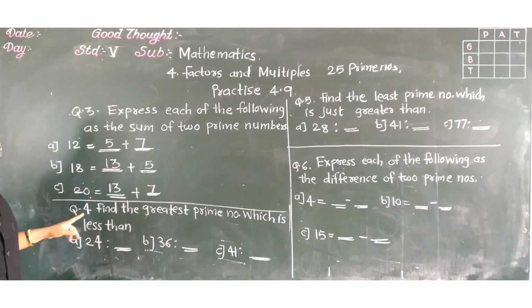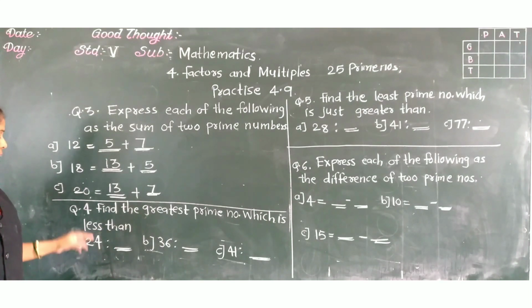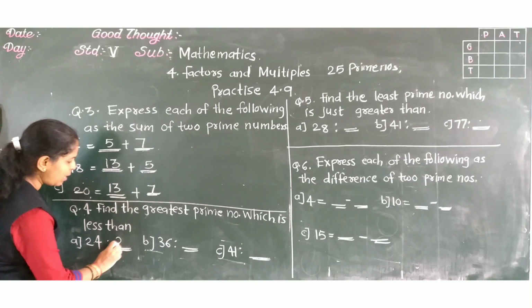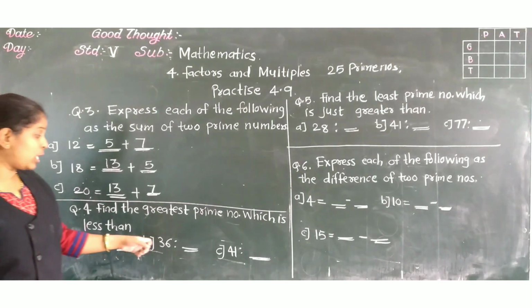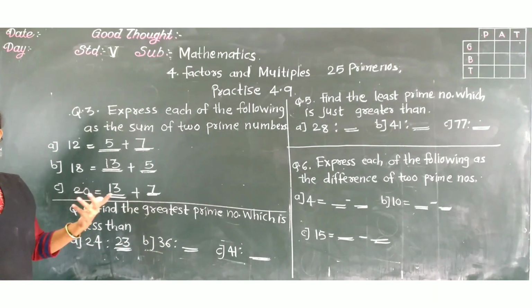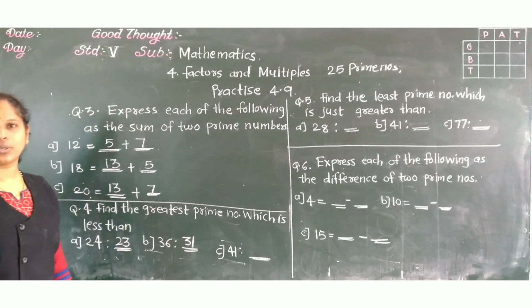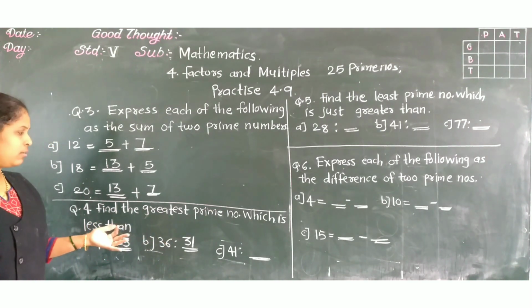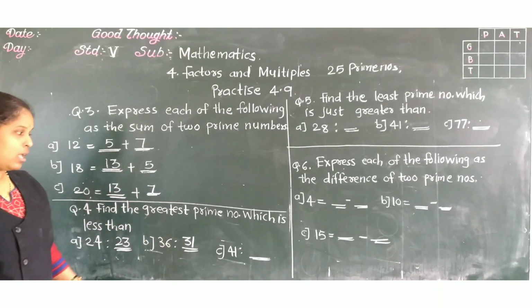Now question number 4. Find the greatest prime number which is less than 24. Means before 24 which prime number appears? 23. 23 is a prime number and so it is the greatest prime number which is less than 24. Now 36. Before 36 which prime number appears? Do you know? That is 31. Okay. See, after 31, 32, 33, 34, 35, they are not prime numbers. So 31 is the biggest prime number before 36.